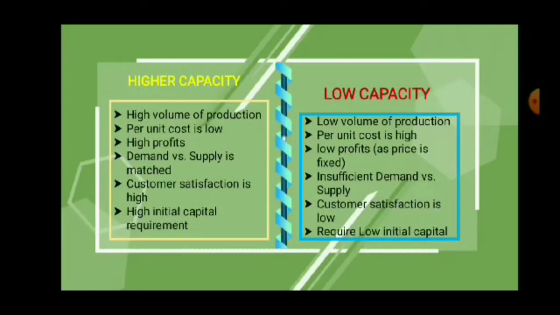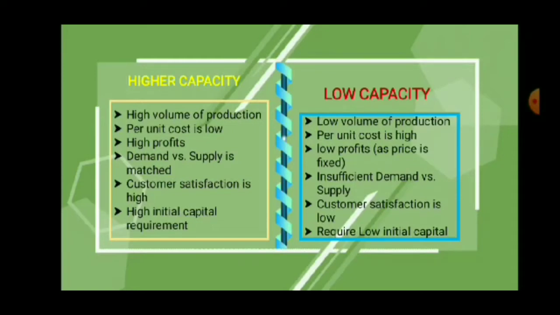So next is the higher and lower capacity. Higher capacity means that the higher the capacity utilization, the lower the cost per unit, allowing a business to gain an edge over its competitors. Like high volume of production, per unit cost is low, high profits, demand versus supply is matched, customer satisfaction is high, high initial capital requirements.